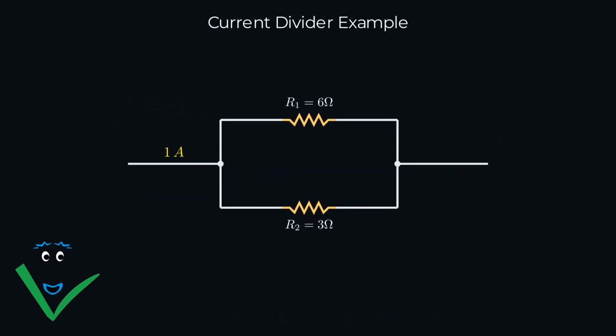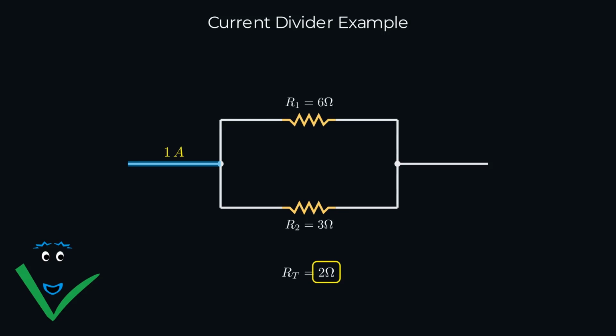Now let us solve our example step by step. We have a total current of 1 amp entering the parallel combination. R1 is 6 ohms and R2 is 3 ohms. Before finding the branch currents, let us first find the equivalent resistance of the two parallel resistors. For resistors in parallel, we use the formula 1 over R total equals 1 over R1 plus 1 over R2. So in our case, 1 over R total equals 1 over 6 plus 1 over 3. This simplifies to 1 over 2. The reciprocal of 1 over 2 is 2, so the total equivalent resistance is 2 ohms.